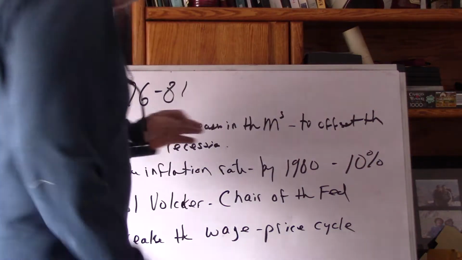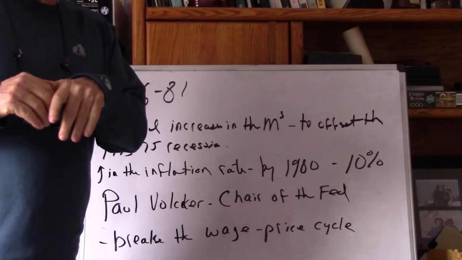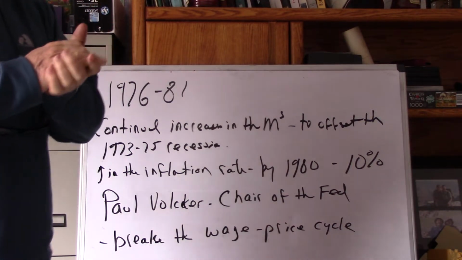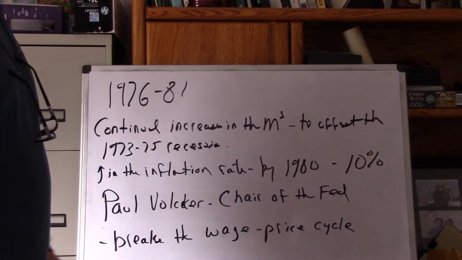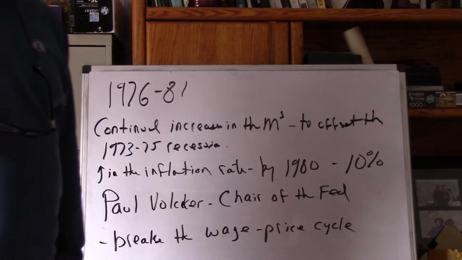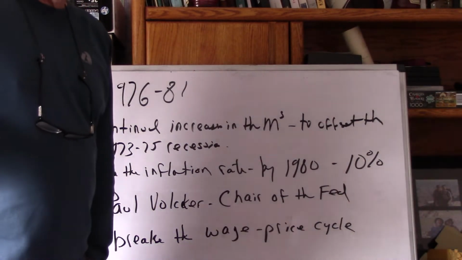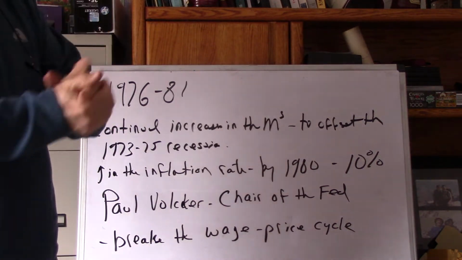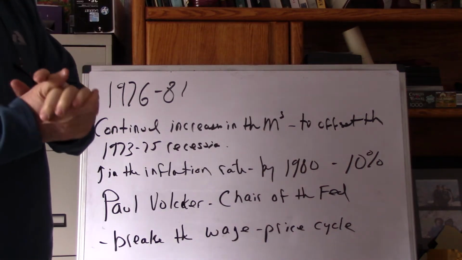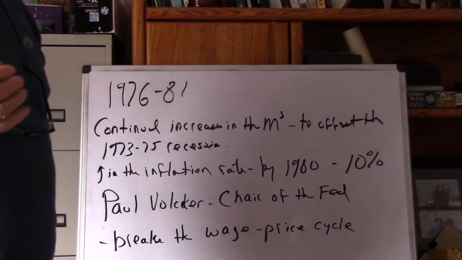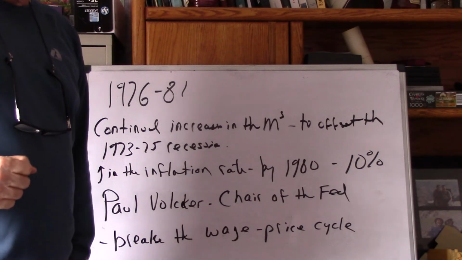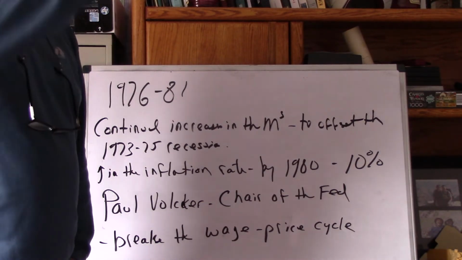Hi everyone. So now I want to summarize the Fed policy from 1976 to 1981. What the Fed continually did during this period is continually increase the money supply every year in attempts to shift out that aggregate demand schedule and offset the impact of the oil price shocks that occurred in 73 to 75. And they did this every year.